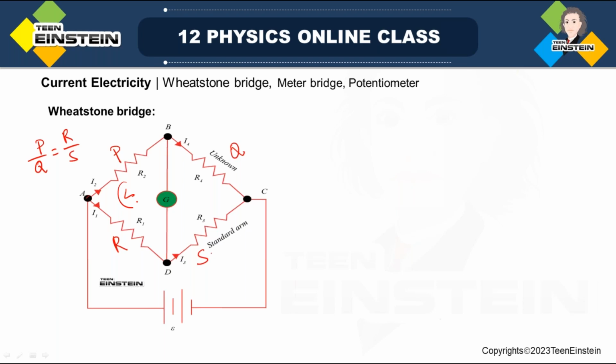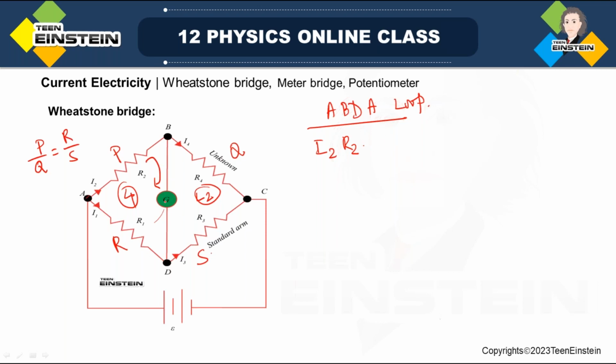So I'll take two loops, loop 1 and loop 2. I can keep it like this. Suppose I'm going from A to B, B to D, and D to A. For this loop, what will we write? There is no cell in this loop, so the voltage will be equated to 0. I2 R2. In this branch there is no current.